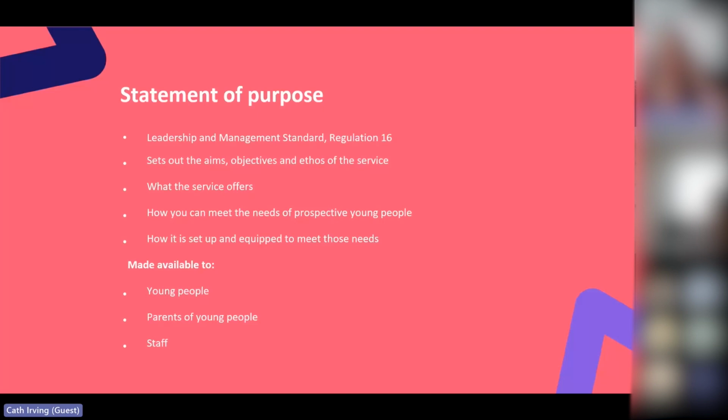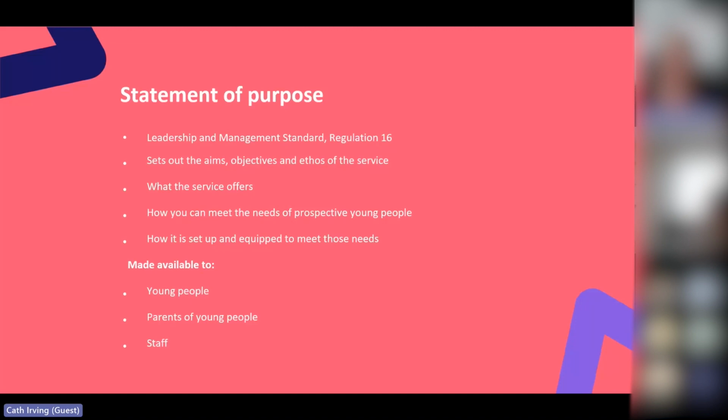Okay, so this statement of purpose is an important document, and it sits under the leadership and management standard and is within regulation 16 of the regulations. It's an important document setting out the aims and the objectives and the ethos of the service, including what the service offers and how it can meet the needs of young people who may be accommodated within that service. And it sets out how it should set up and be equipped to meet those needs.